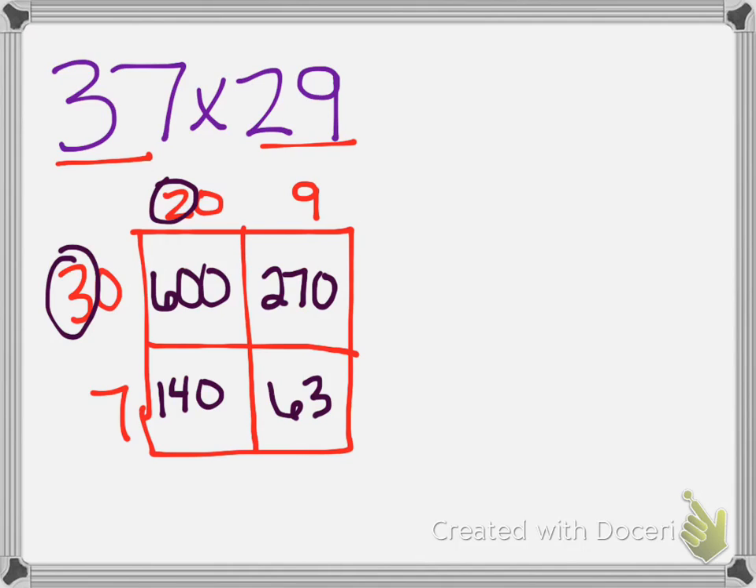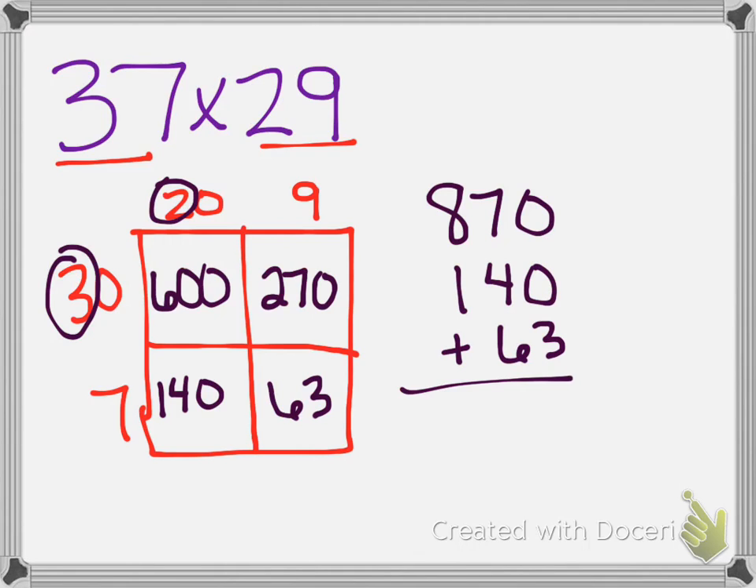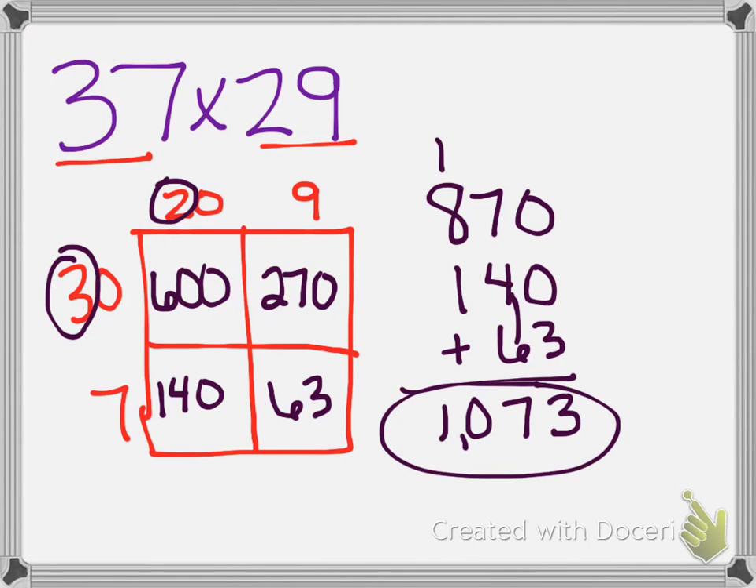I like to combine a couple so that I don't have as much room for error. So I'm going to combine my 600 and the 270 to 870, 140, and 63. Go ahead and add all of those up. I always like to try to make a 10 if I can. 8, 9, and 10. So my final product is 1073.